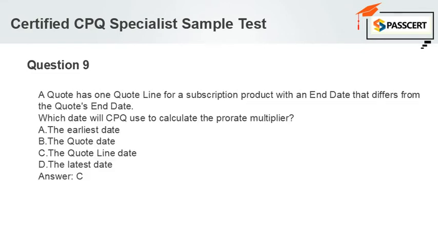Question 9. A quote has one quote line for a subscription product with an end date that differs from the quote's end date. Which date will CPQ use to calculate the pro-rate multiplier? A. The earliest date. B. The quote date. C. The quote line date. D. The latest date. Answer: C.